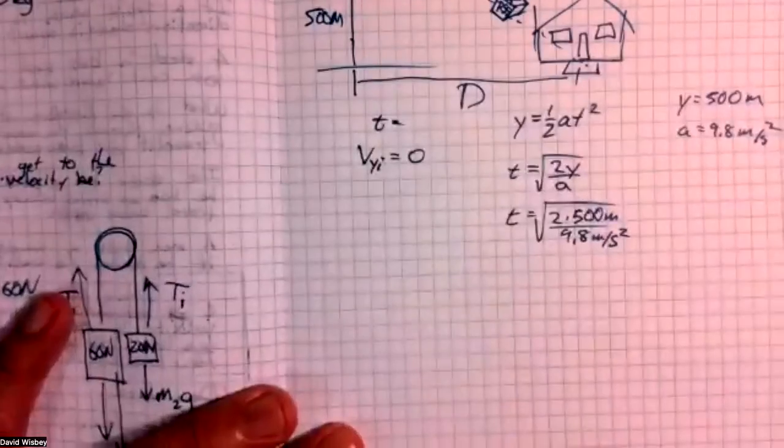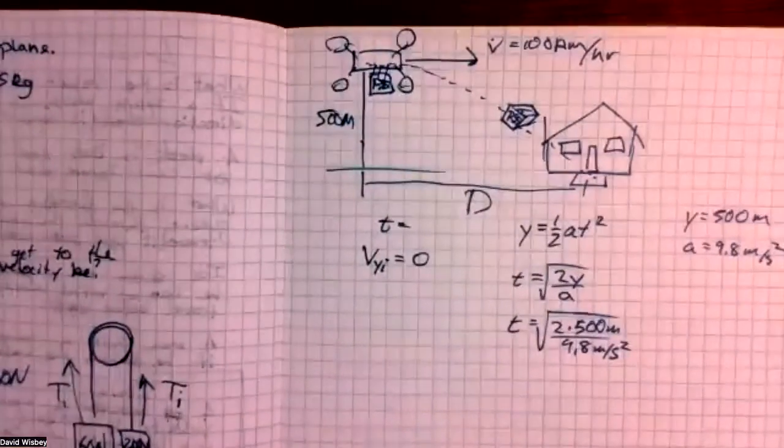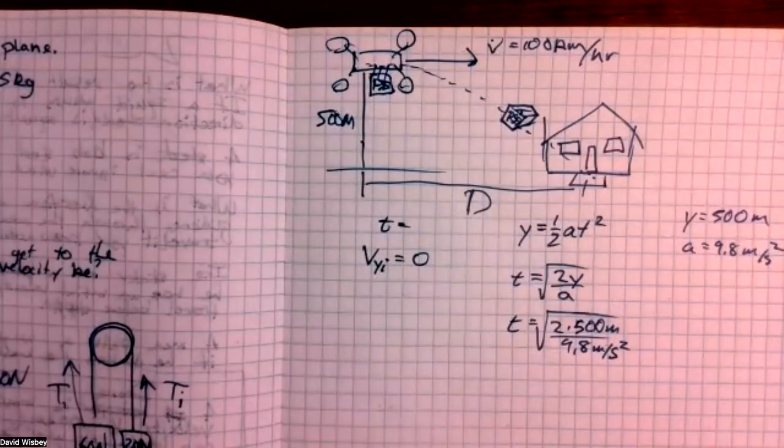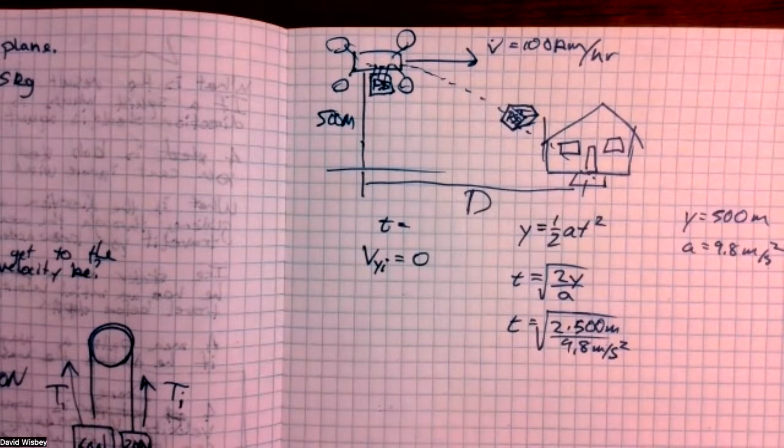Can I ask you a quick question? Yes, absolutely. If you had air resistance or anything like that, would you just solve for acceleration first using force equals mass times acceleration, and then plug that into the kinematic equation?